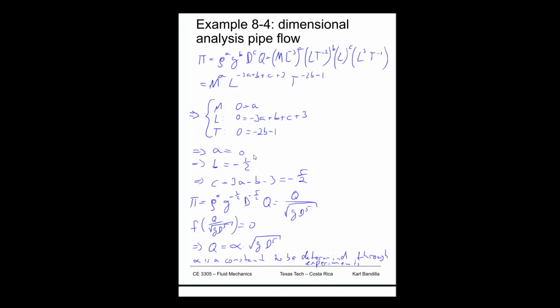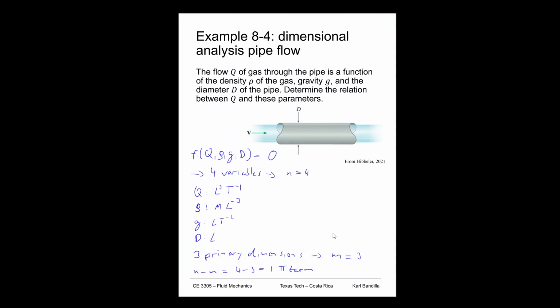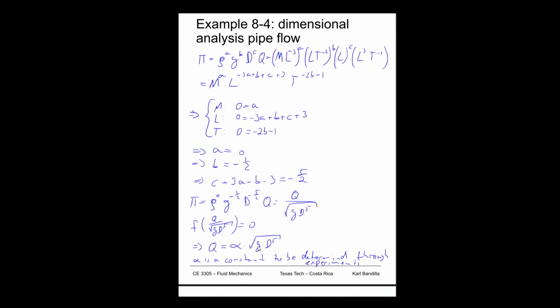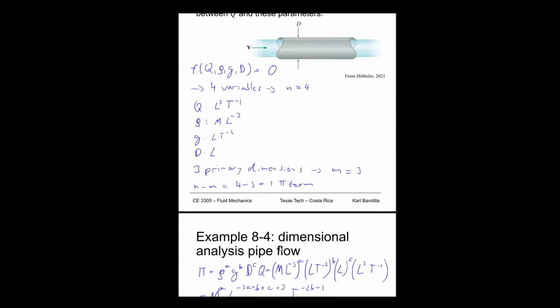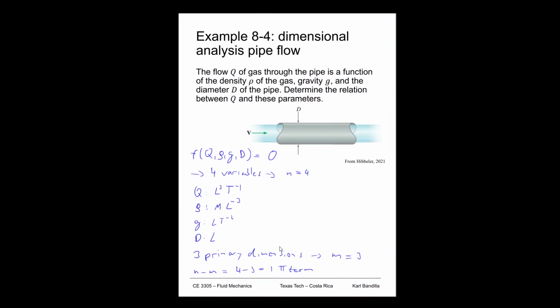So we've now found what the relationship is between the flow rate Q and the density, the gravity, and the diameter. And we actually see that the density completely falls out, right? So the density does not have an impact on the flow rate in this case.